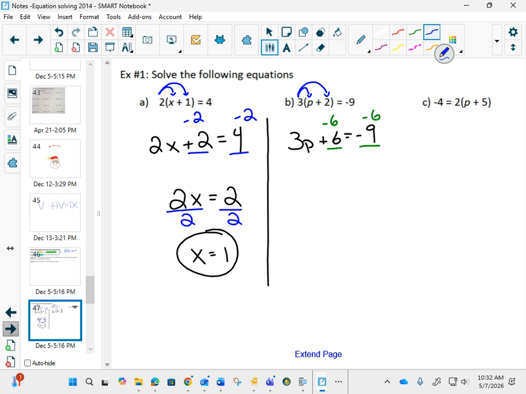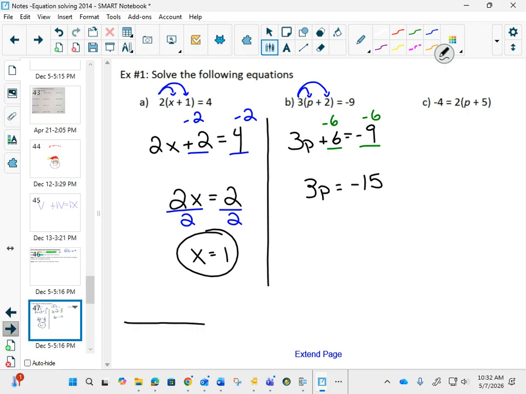Subtract 6 on both sides. That gives me the 3p by itself and minus 9 minus 6. I would say always try to do it first in your head, but if you're not super confident, then check with your calculator. Minus 15. Why? Minus 6, minus 9.